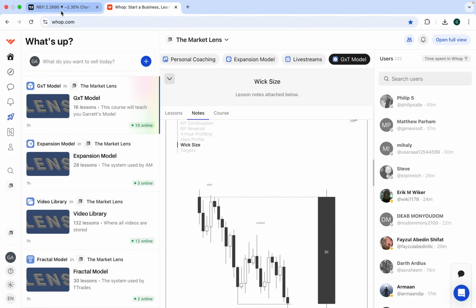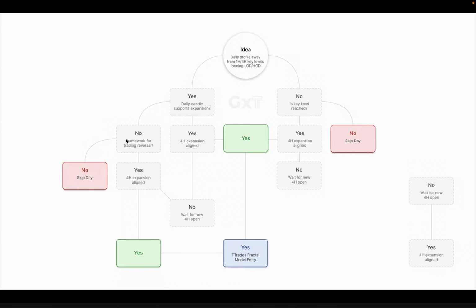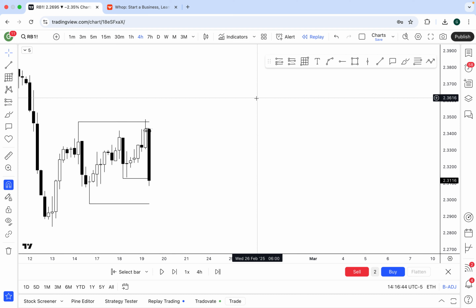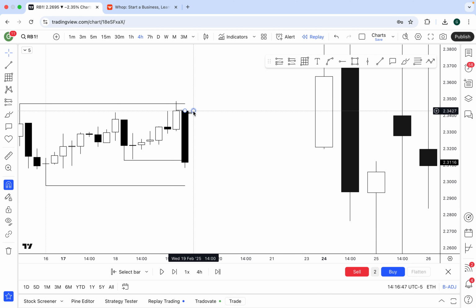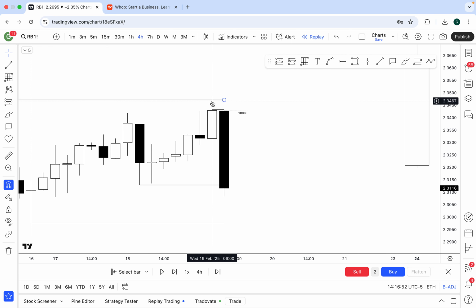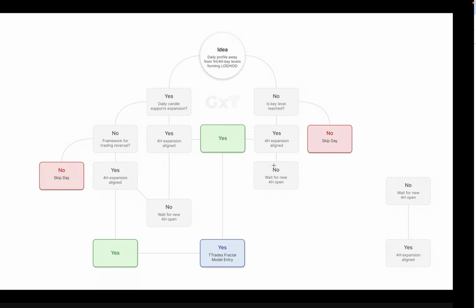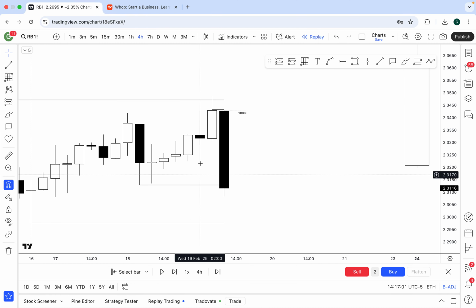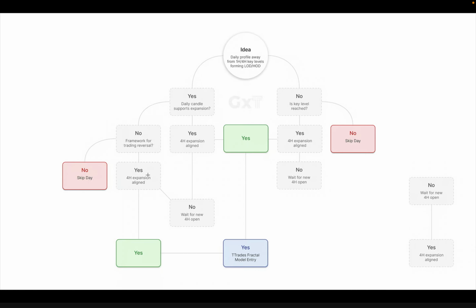So let's go back to the flowchart. So since it does, now ask yourself, does the current 4-hour candle align with expansion? In this case, if we go to the 4-hour chart, it depends when you are viewing this. So when we hit this high, it doesn't, right? Because this opposing run is too large. So when you go back to the flowchart, if it does not support expansion, you have to wait for a new 4-hour open, right? So once you wait for 10 a.m. to open, we go back to 4-hour expansion aligned, okay?